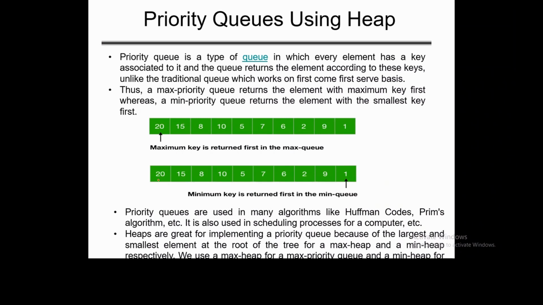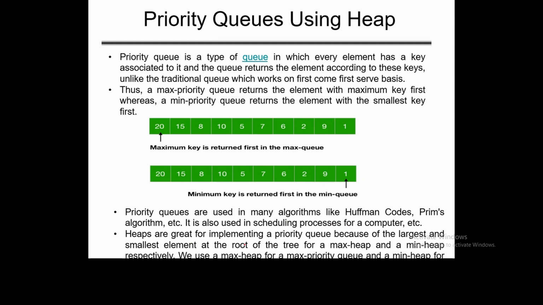Okay, so we have two types of heap, that is max heap and min heap. We can simply utilize the max heap in the max priority queue or the min heap in the min priority queue. Priority queues are used in many algorithms like Huffman codes, Prim's algorithm, and priority scheduling, etc. It is also used in scheduling processes for a computer.